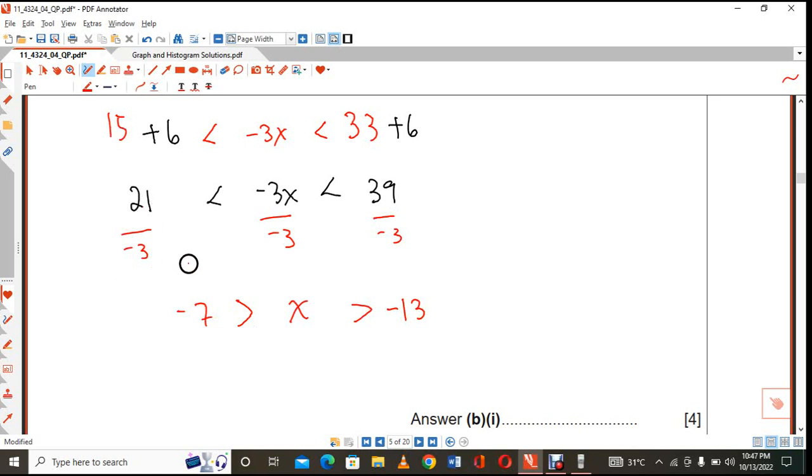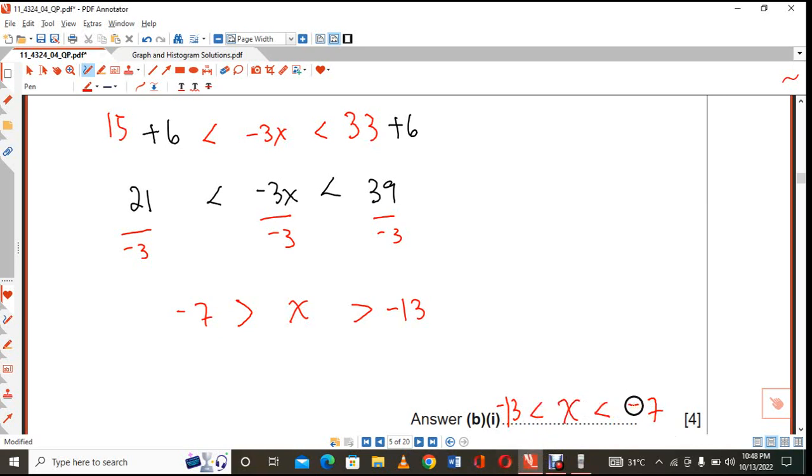However, negative 7 is bigger than negative 13. If you read it nicely, negative 7 is the big number and negative 13 is the small number, so the inequality is correct when you read it like that.